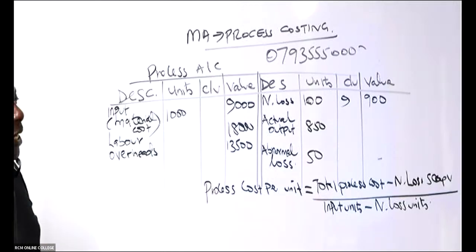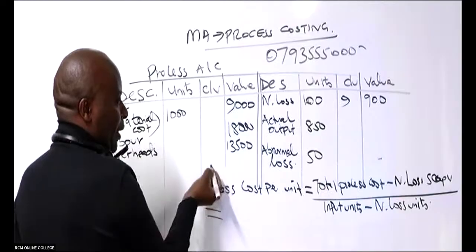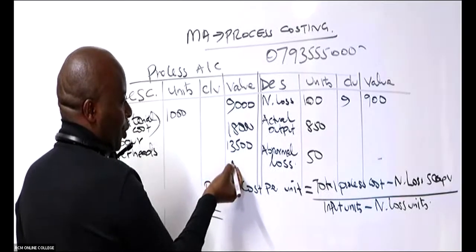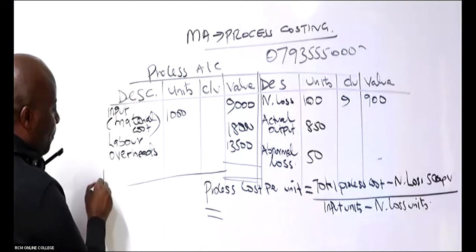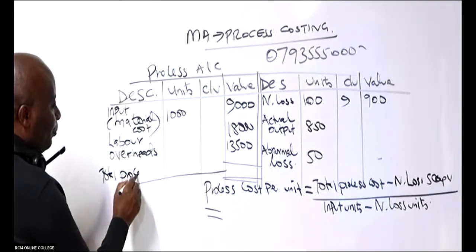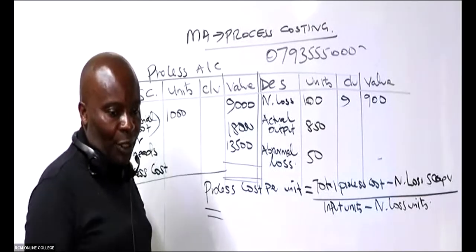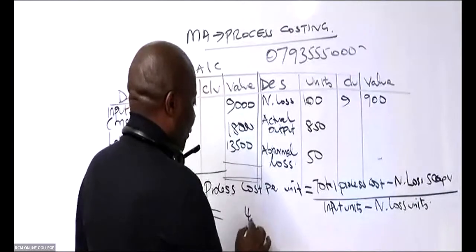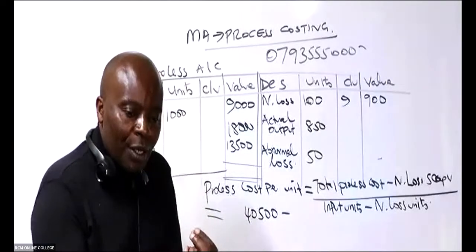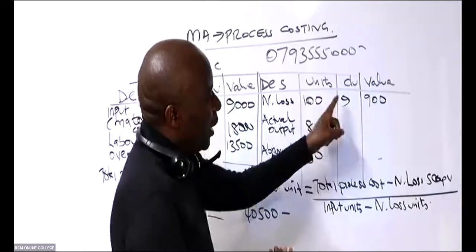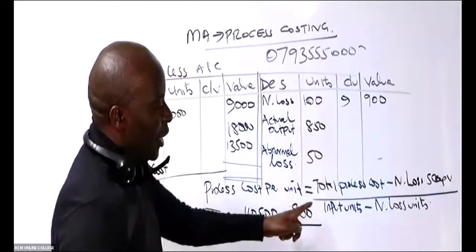So in this case, can somebody give me the total process cost? Total process cost, you add these expenses on the debit side. Add all of them. I'm being told the total process cost is 4,500. Minus the scrap value of the normal loss, which is 900, all over the input units.